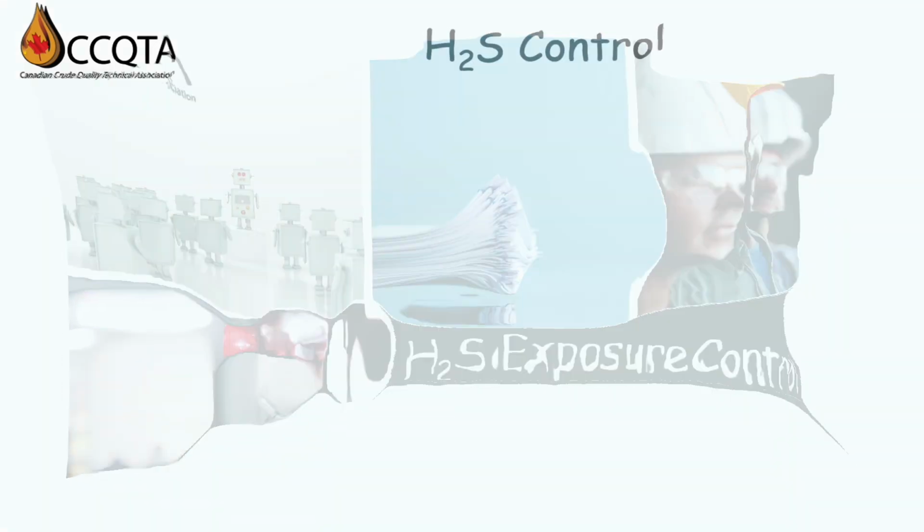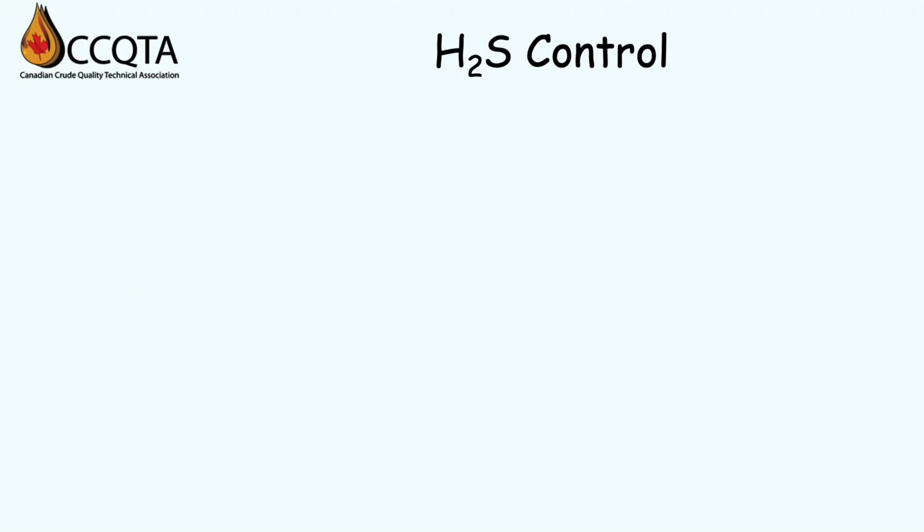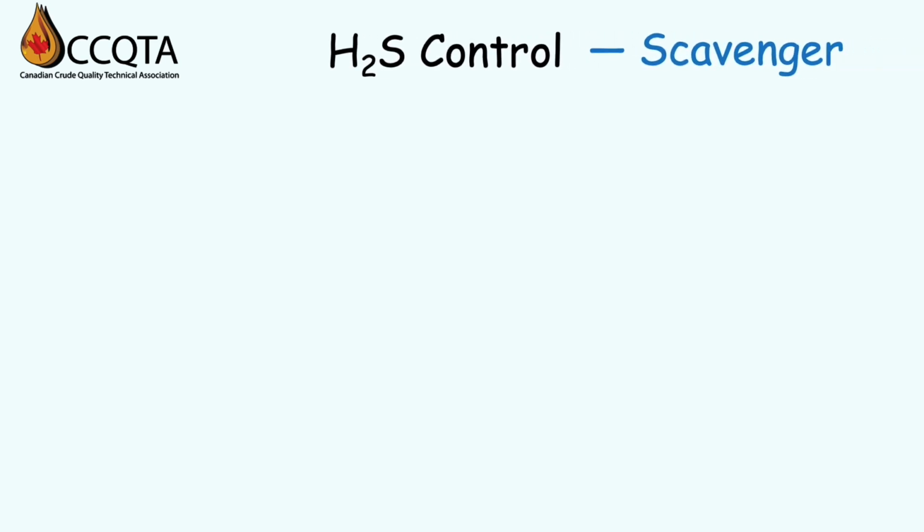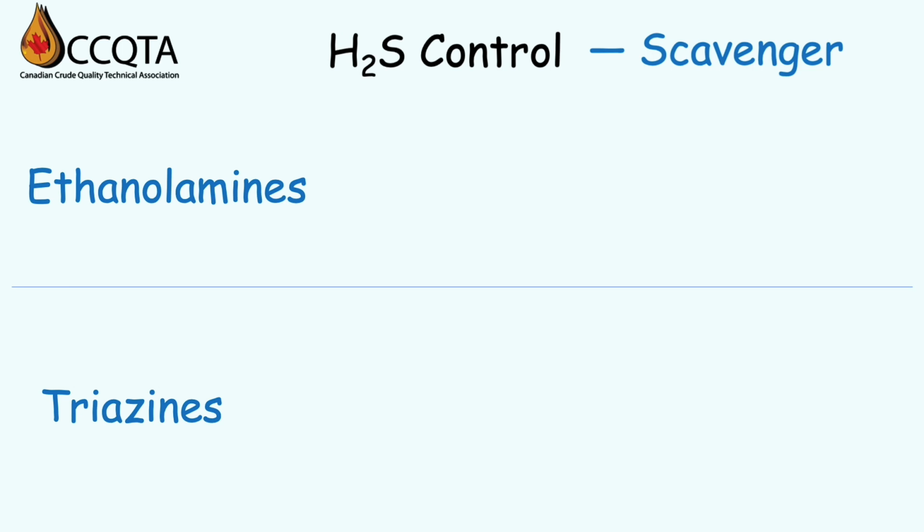There's an additional method of engineering control that gets used regularly. That is a chemical treatment to either bind H2S so it cannot evolve or to react it so it no longer exists as H2S. These are referred to as H2S scavengers. While on the surface these appear like easy solutions, there are downstream consequences to the use of these chemistries. Let's look at the two most common classes of chemicals for H2S treatment: ethanolamines and triazines.